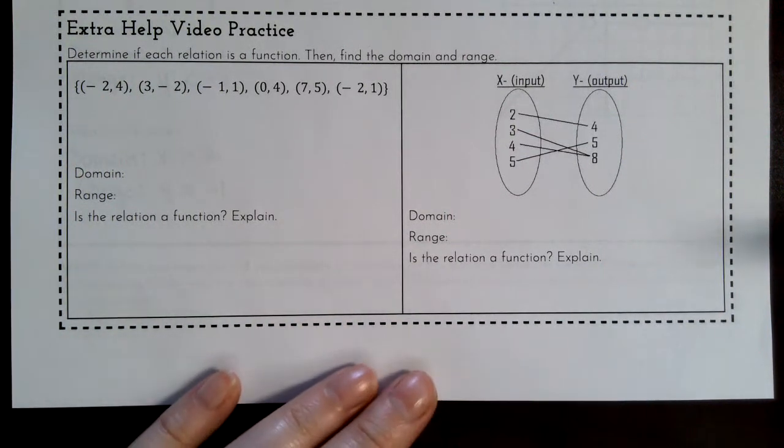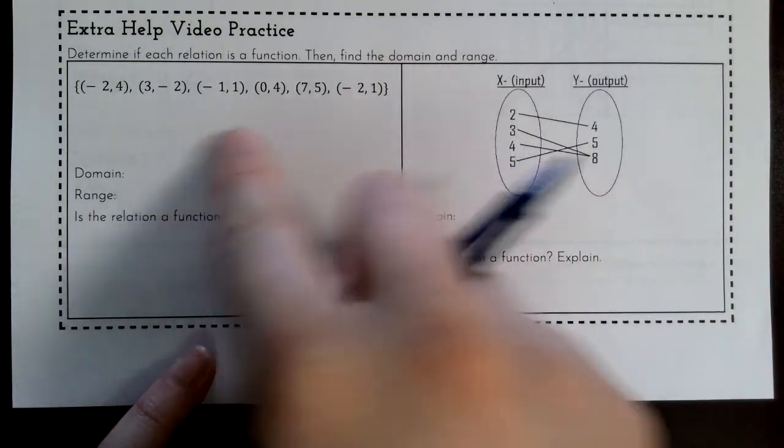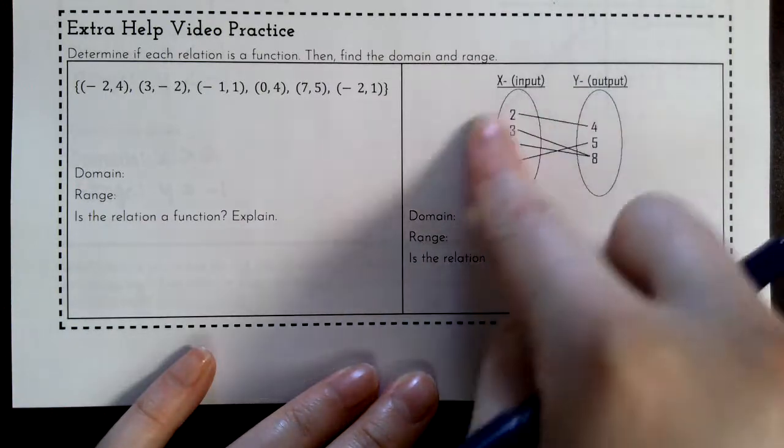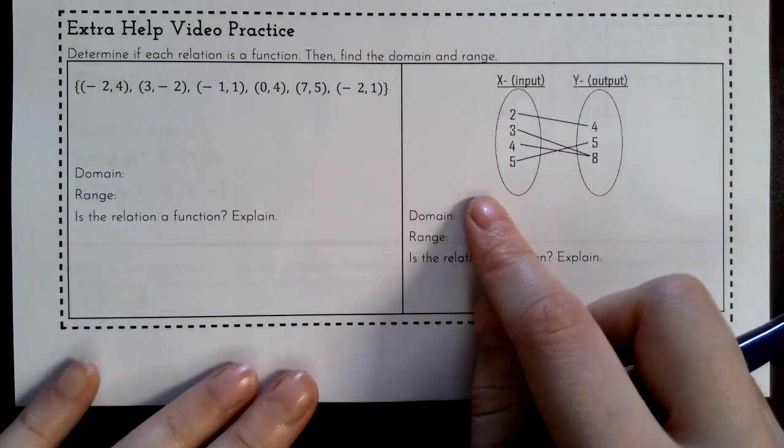Hello. In this video, we're going to go through the 6.2.4 extra help. And we're going to go through one of each. So on this first page, I just have a set of points and then a mapping diagram. And then on the back, we have two other representations.